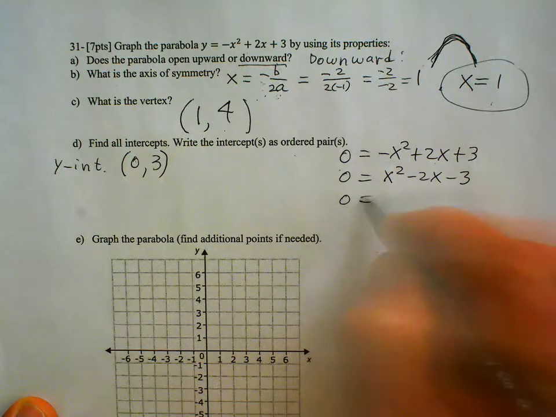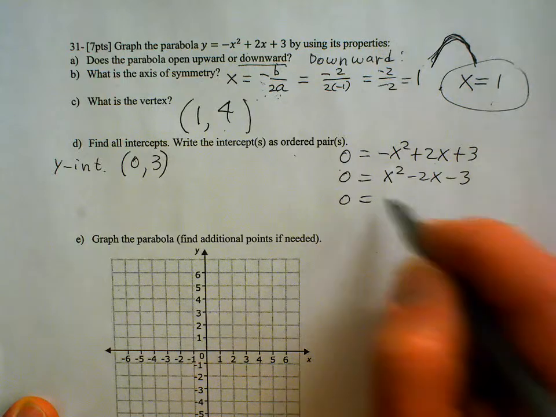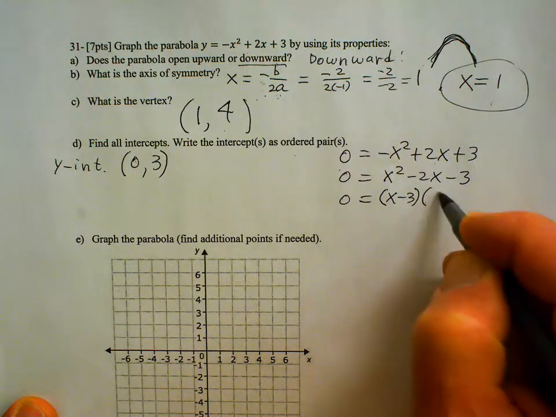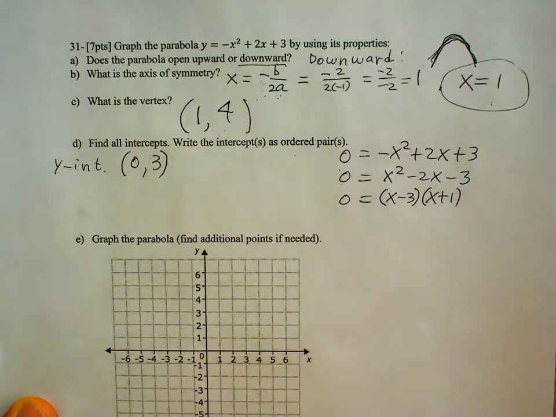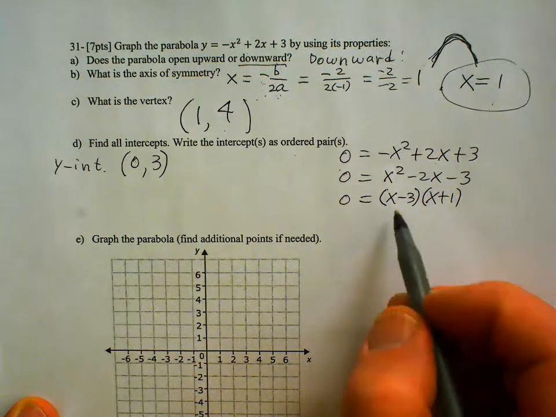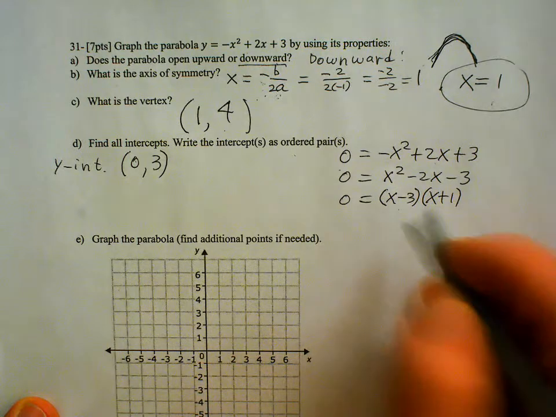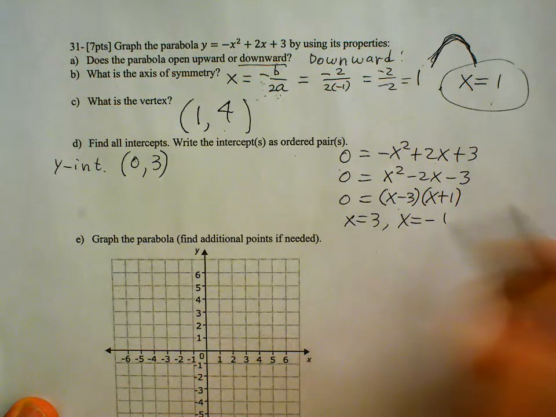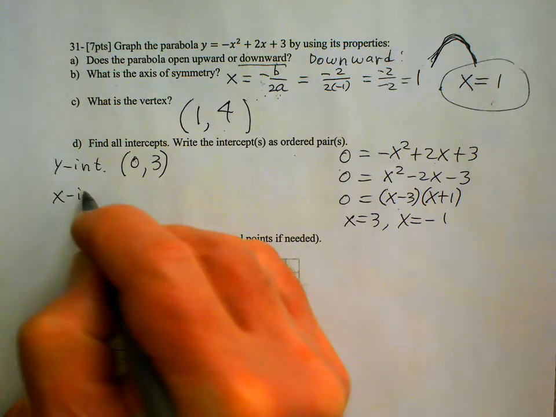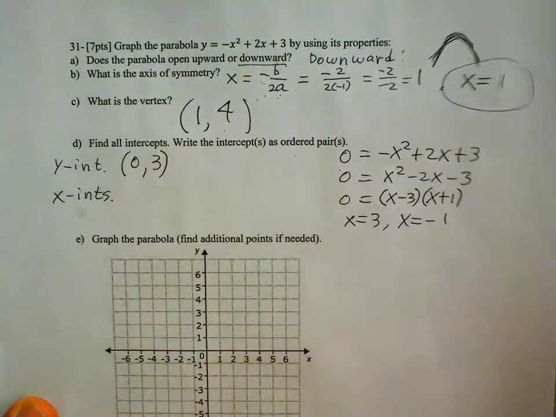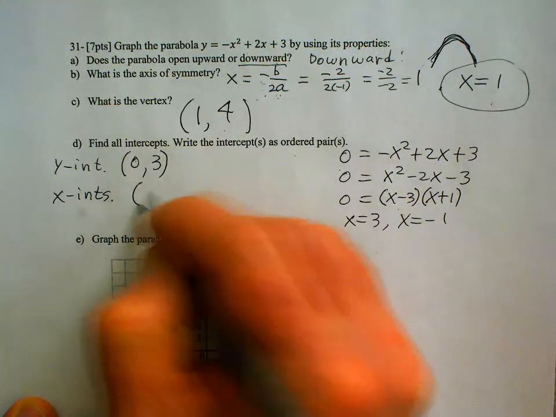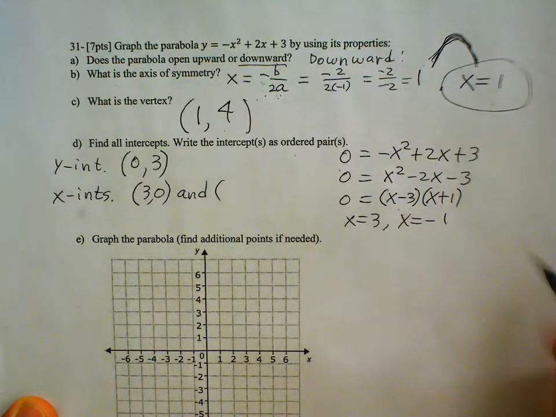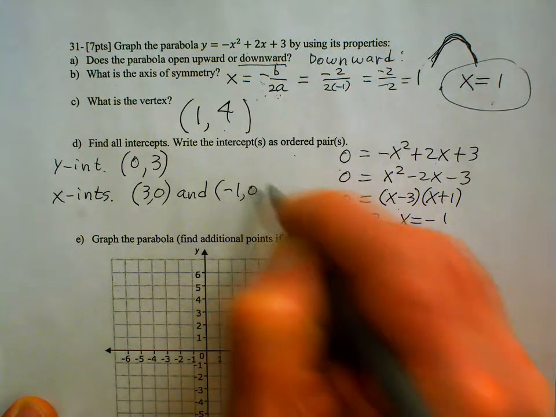And we can solve this easily by factoring. One factor is x minus 3. The other one is x plus 1. And so the two solutions to this equation are x equals 3 and x equals -1. And so the x-intercepts written as ordered pairs are 3, 0, and the other one is -1, 0.